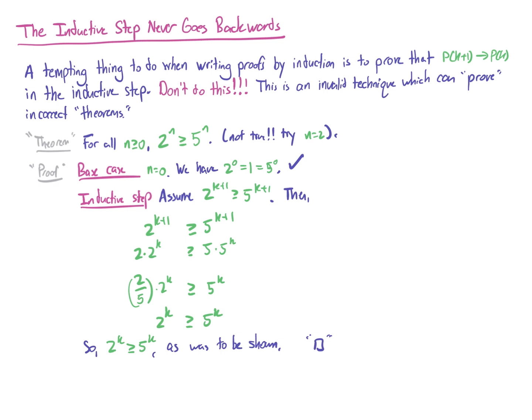So remember, when we are doing proofs by induction, you always, always, always have to start with P(k) and then prove that P(k) implies that P(k+1) is true as well. It has to be in that order. It cannot go in the other direction.